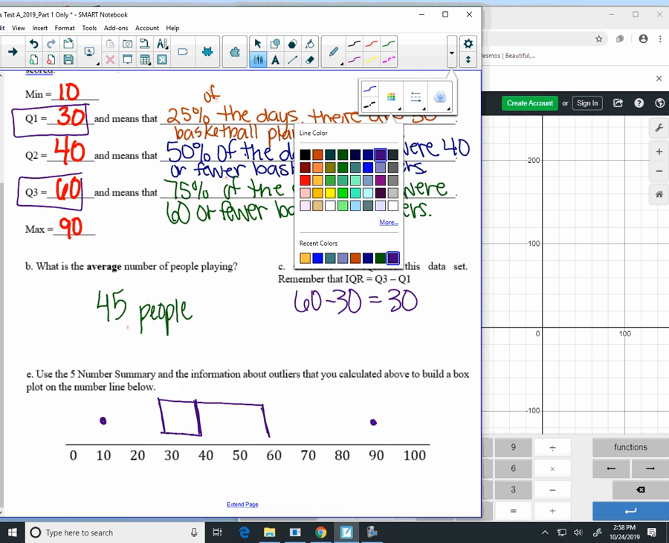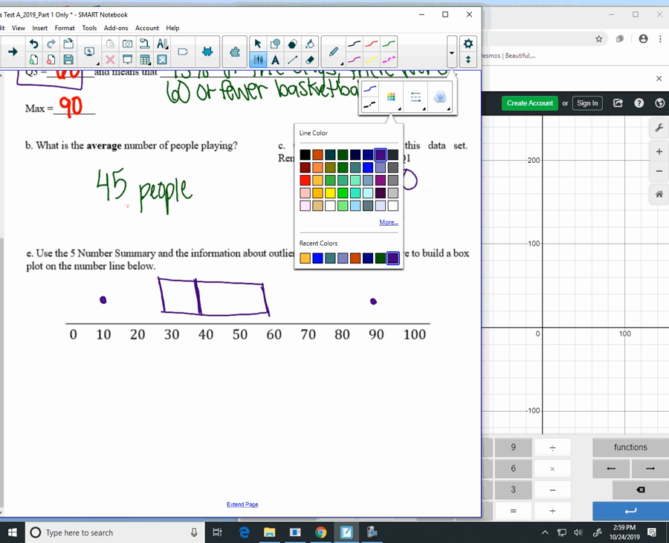You just make your box and your whiskers. It's kind of helpful to label here because your min at 10 and your max at 90. Q1, Q2, and Q3. Again, your interquartile range just gives you how big that box is. And remember, Q2 is the same as the median.